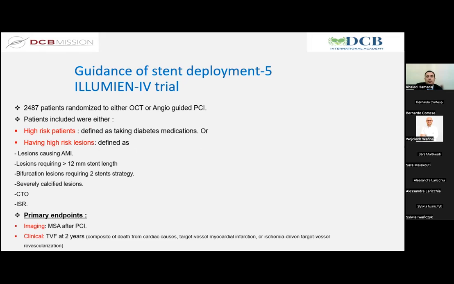20,487 patients, randomized either to OCT or angio-guided PCI. Patients included were either high-risk patients, defined as patients taking diabetes medication, or having high-risk lesions like acute MI, bifurcation, CTO, and in-stent stenosis, and also severely calcified lesions. The primary endpoint was imaging of minimal stent area after PCI, and clinically, for 2 years follow-up, target vessel failure, which was a composite of death from cardiac causes, target vessel myocardial infarction, or ischemia-driven target vessel revascularization.